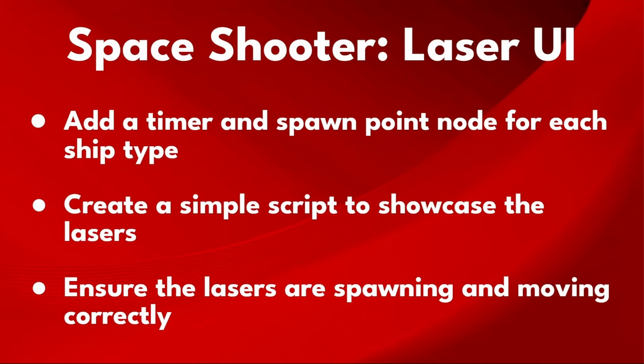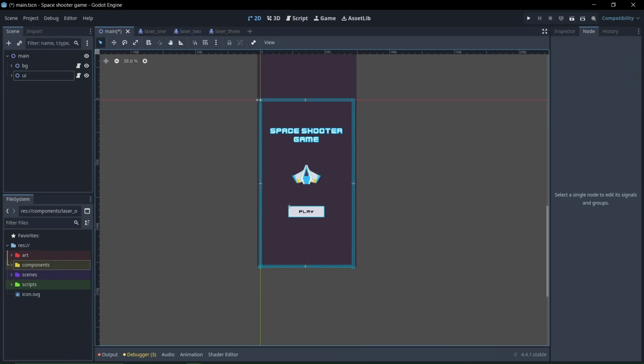In this section, we're going to create the laser UI. We're going to start off and add a timer and a spawn point node for each ship type. We're then going to create a simple script to showcase the lasers. We're then going to ensure the lasers are spawning correctly and also moving the way we want. Now let's go ahead and jump right in. Alright, let's get started creating the laser UI.